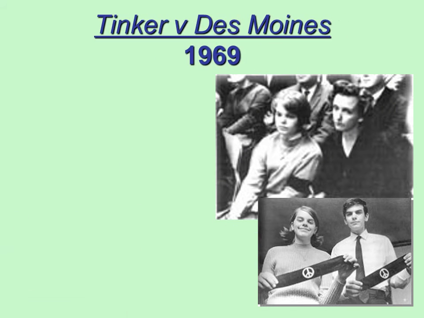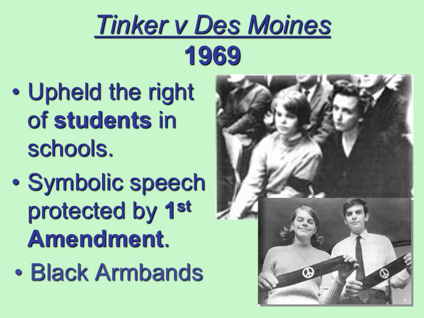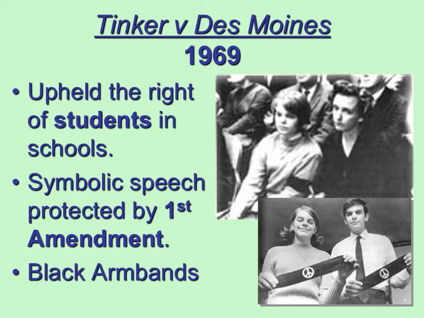All right, these two kids right here, Tinker versus Des Moines, decided they wanted to protest. Again, if you look at the date, this is during the Vietnam War, and they were protesting the Vietnam War. So what they decided to do was to have these black armbands, and they were going to wear them to school. And of course, the school suspended them, and their parents fought against it in court and took it all the way to Supreme Court. And Supreme Court said, you know what, symbolic speech is protected by the First Amendment, and as long as you aren't being disruptive with your symbolic speech, then you have the right to wear these black armbands as a sign of protest.